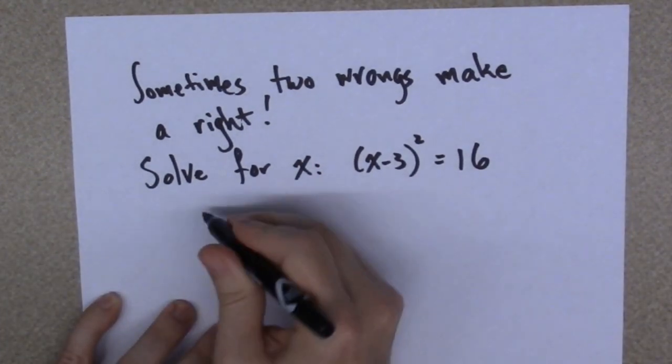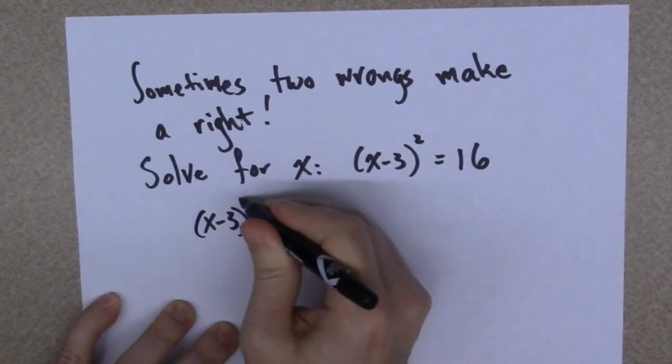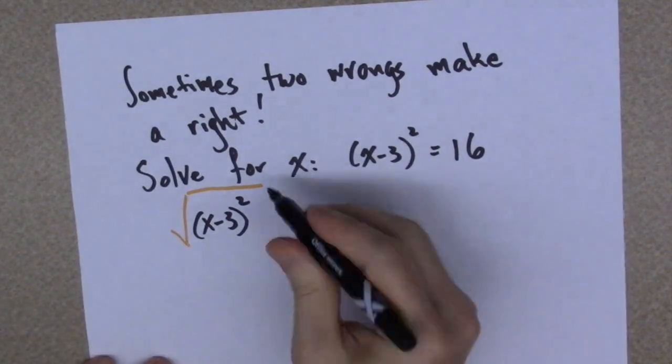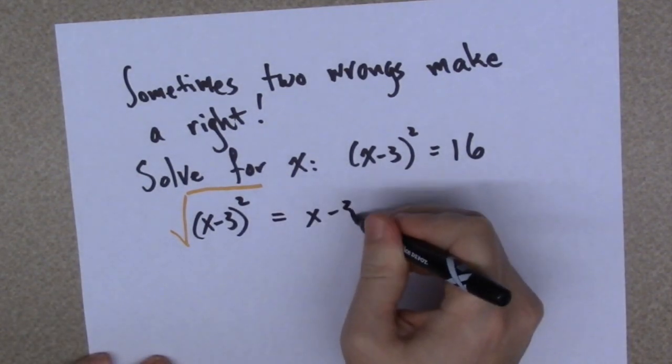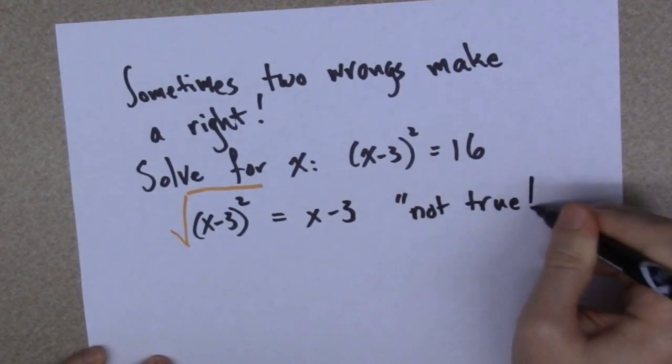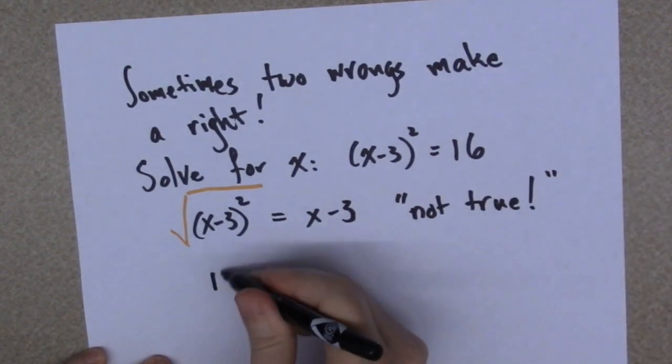So the example I have in mind is where (x minus 3) squared equals 16. Some people would say that the square root of (x minus 3) squared is x minus 3. Unfortunately, that's not true. I'll explain why in a moment.